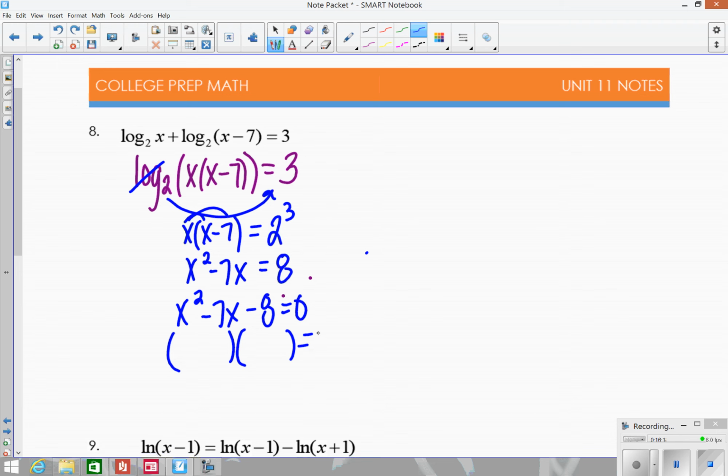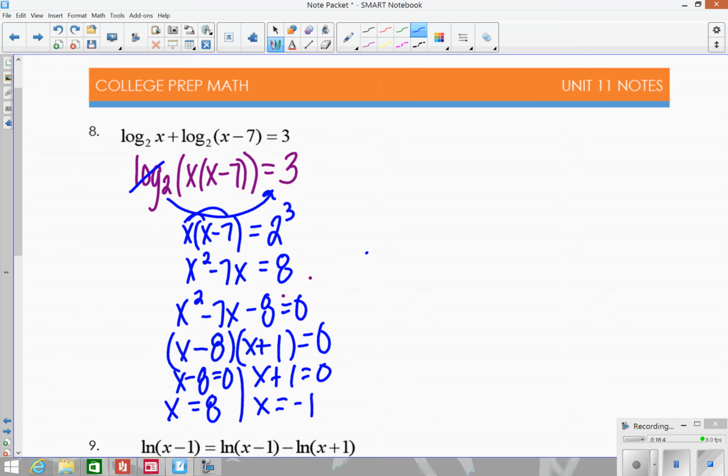So 2 sets of parentheses here. x, adding to negative 7, multiplying to a negative, so we're going to have opposite signs, negative and positive. The bigger number is going to be negative, so it's going to be negative 8 plus 1. Split it: x minus 8 equals 0, x plus 1 equals 0. So we get x equals 8, x equals negative 1.